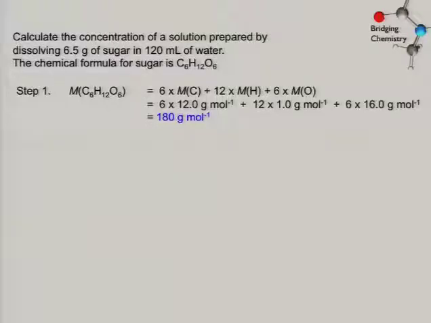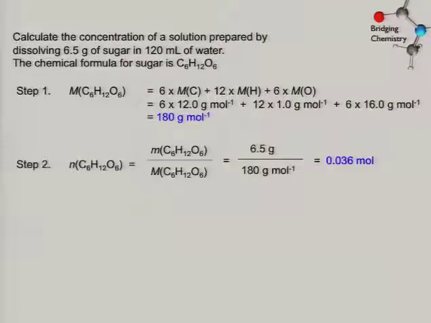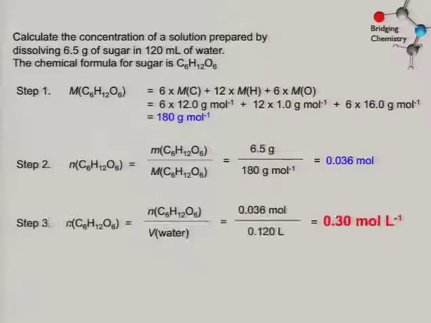So that's the molar mass. Then we work out the amount of sugar in moles. That corresponds to a 6.5 gram sample of sugar. So it's just the mass divided by the molar mass that you've just worked out to work out that it's 0.036 moles of sugar. And then in the third step, you would take that amount and you would divide it by the volume of water in your solution in litres.